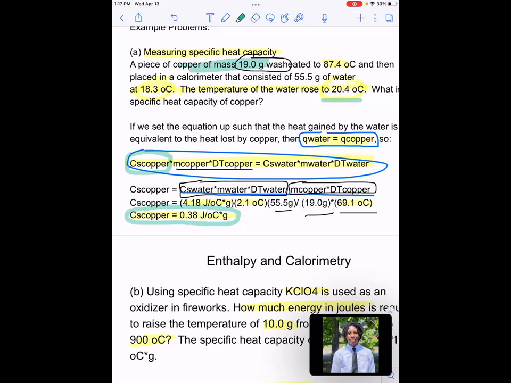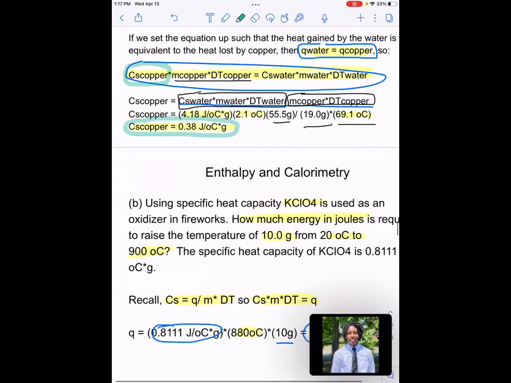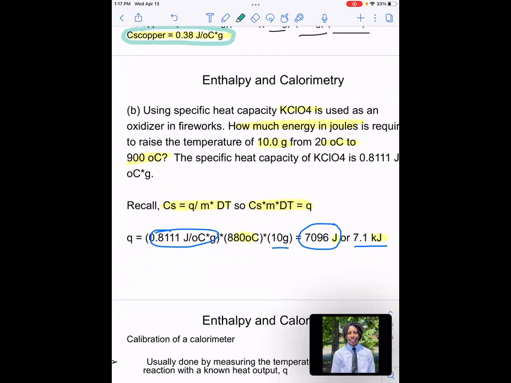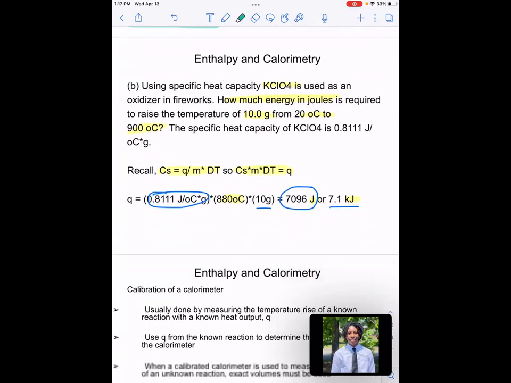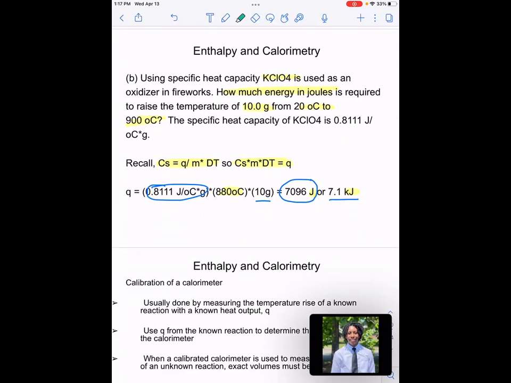All right, let's do another example. And this is just a specific heat example with a different substance. So here we have potassium perchlorate, and it says it's used as an oxidizer in fireworks. How much energy in joules, so that's the question, is required to raise the temperature of 10 grams from 20 degrees Celsius to 900 degrees Celsius, and it's giving us the specific heat capacity, 8.811 joules per degree Celsius grams, right?